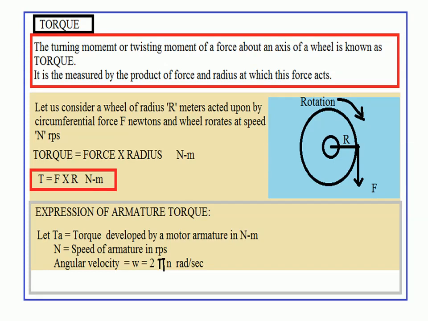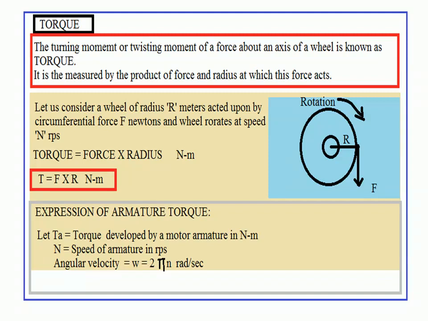It is defined as the turning moment or twisting moment of a force about an axis of a wheel, which is known as torque. Once again, the turning moment or twisting moment of a force about an axis of wheel is known as torque. Later on, the wheel is known as armature, the rotating part. It is measured by the product of force and radius at which this force acts.